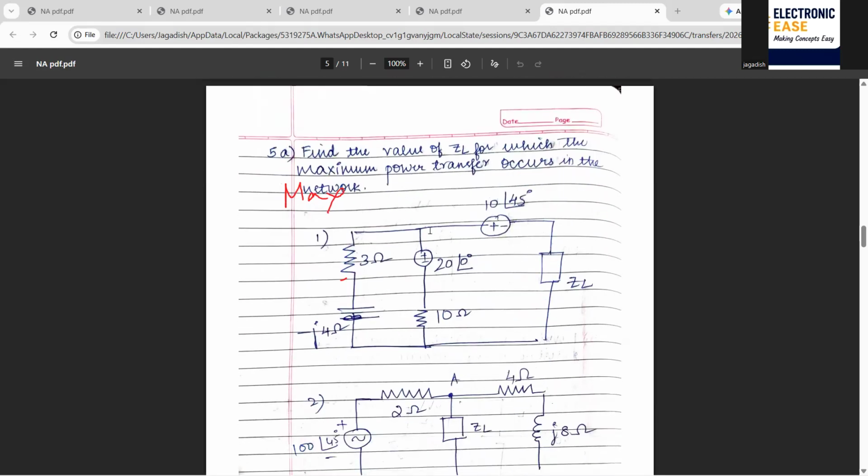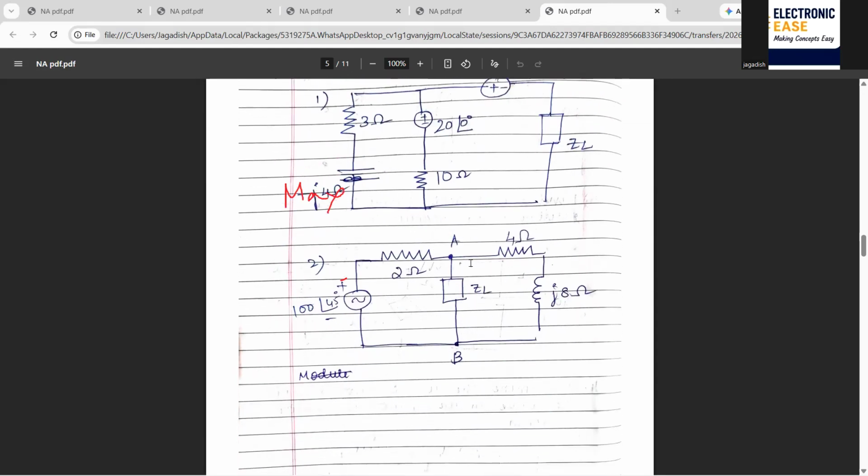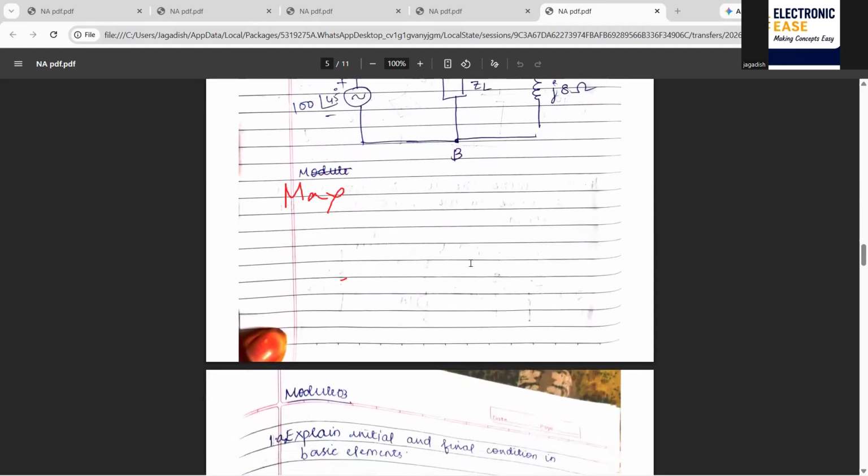P is equal to I square into R. So whenever RL is equal to RS, the load resistance is equal to the source resistance, the maximum power transfer takes place. So there is an example for those problems. So these are the important problems from module 2.